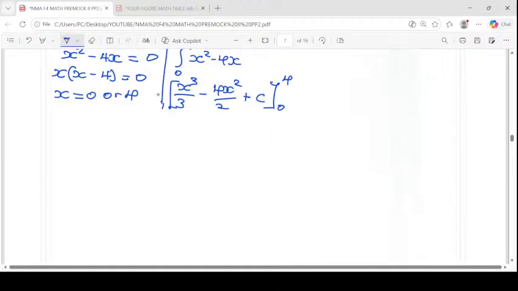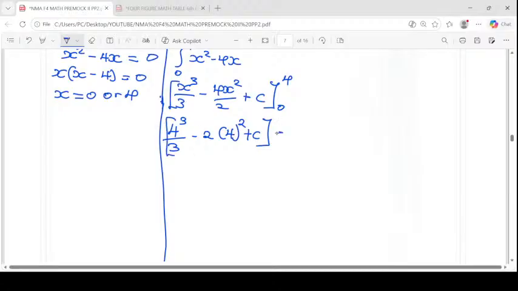So when we insert, this becomes 4 cubed over 3 minus 2 into 4 squared plus c, then minus 0 cubed over 3 minus 2 into 0 squared plus c.